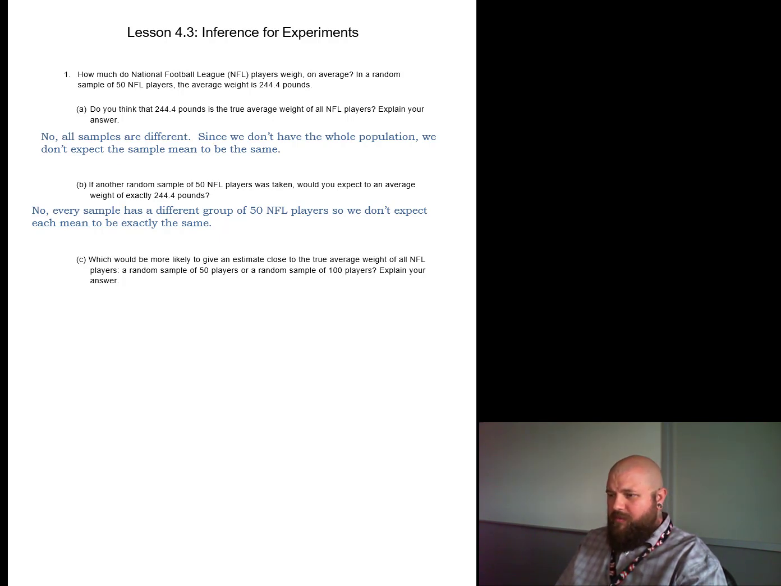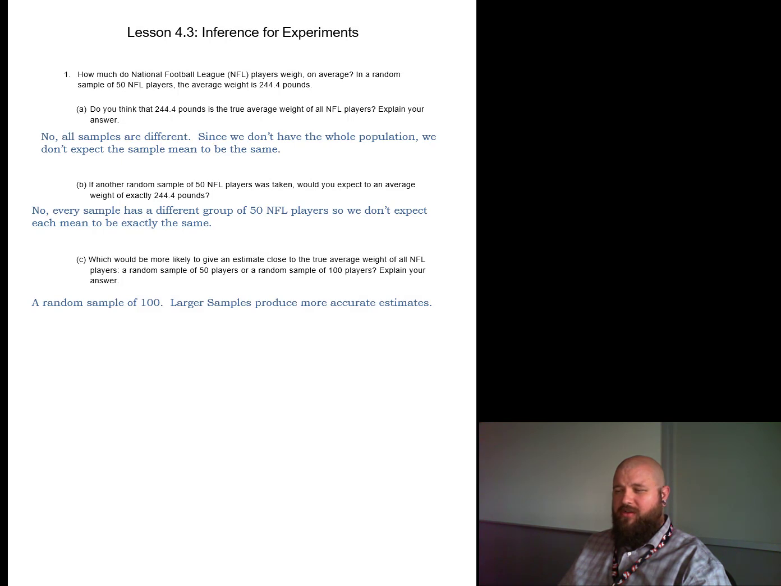So for part C here, which would be more likely to give an estimate close to the true average weight of all NFL players? A random sample of 50 players or a random sample of 100 players? And explain your answer. Well, let's think about this. We just talked about having a little small group, only 50 players. Don't you think if you get 100 players, it'd be a little bit more accurate? A random sample of 100 would be better. Larger samples produce more accurate estimates. Compared to that 50, which is a small sample, 100 is going to give you a lot better scope on what the actual average may be. If you do 100, then maybe you're not just going to get all linemen, or all wide receivers. You're going to get a good mix of them, so that would help out quite a bit.